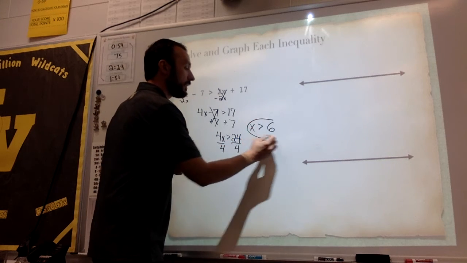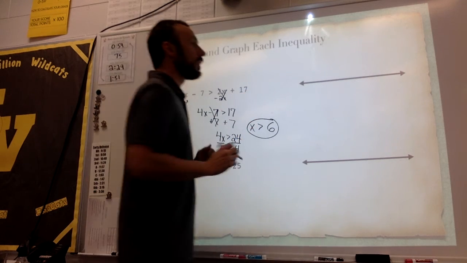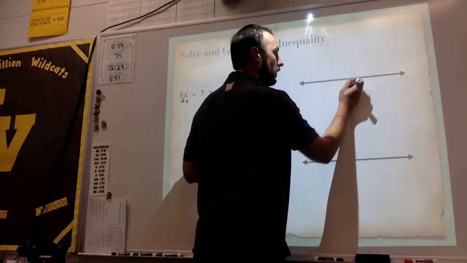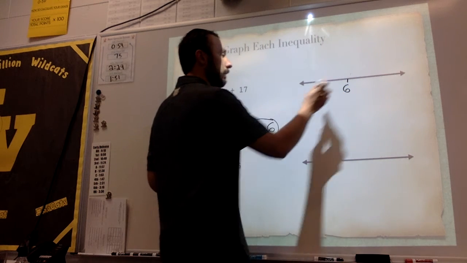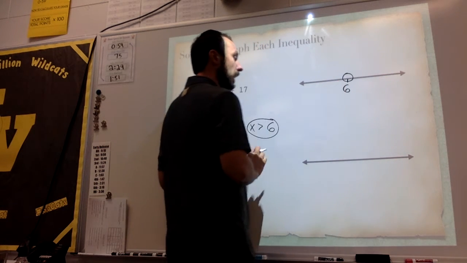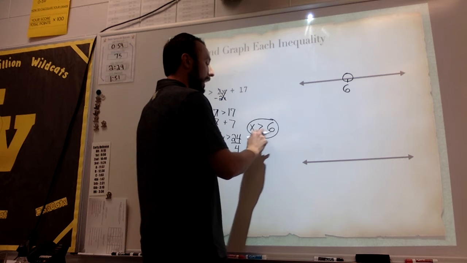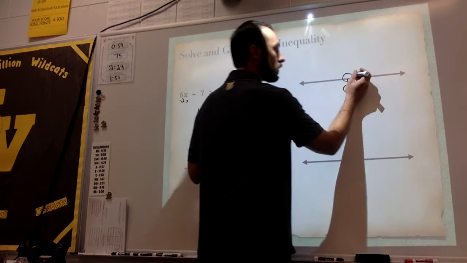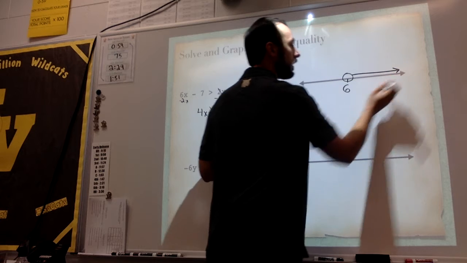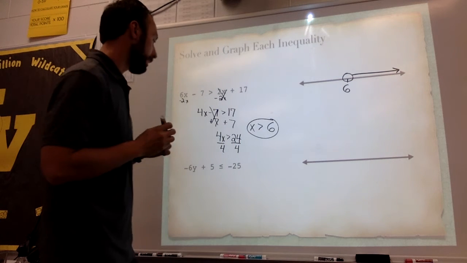So that's my solution. Time to graph and come up here to our line. I'm going to make a spot for the number 6. I am going to graph my circle on it. It's going to be hollow because there's no equal to sign. And I want the numbers greater than 6, so those will go to the right. So that is the graph, that one right there.